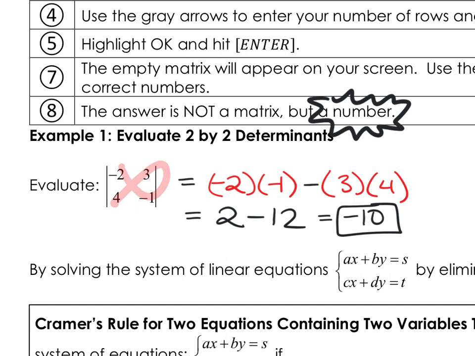This is a 2x2, we will fill this in with the numbers, negative 2, and then 3, and then 4, and then negative 1. We press enter, and it also tells me negative 10. Make sense?